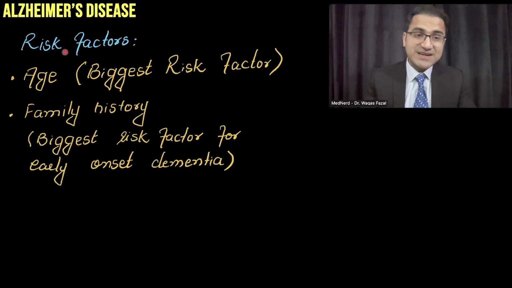Among the risk factors that can predispose a patient to develop Alzheimer's disease, age is the biggest risk factor. In exams, if they ask you what is the biggest risk factor, you have to tell them age is the biggest risk factor. More elderly patients are more prone to develop Alzheimer's disease. If there is a family history, it is a very important factor. It is the biggest risk factor for early onset dementia. If a patient has a family history of Alzheimer's disease, there is a chance that there will be early onset dementia in that patient.